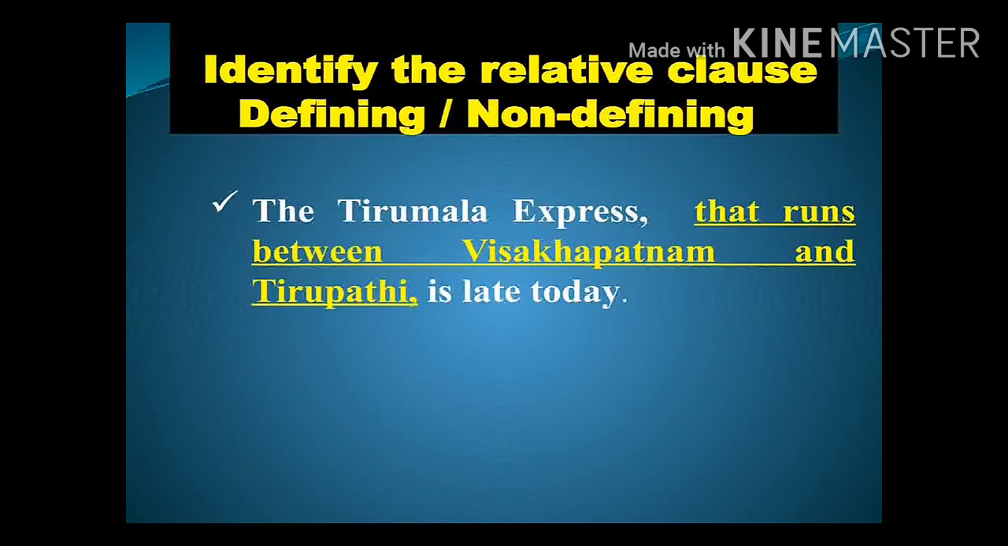The third example: the Tirumala Express is late today. So it's very clear which express is late today. And the extra information given is that it runs between Visakhapatnam and Tirupati. It is a non-defining relative clause.